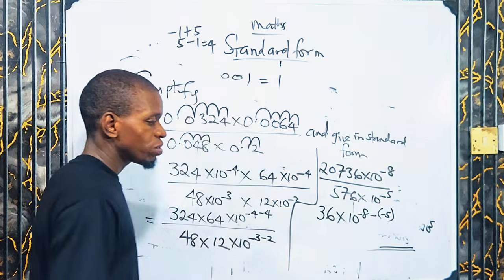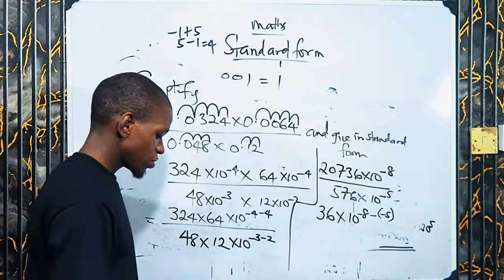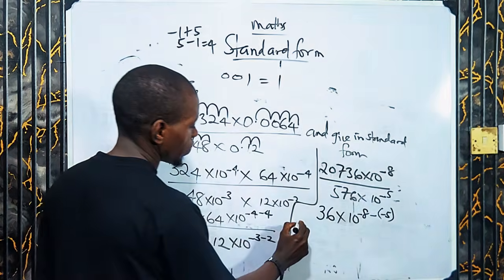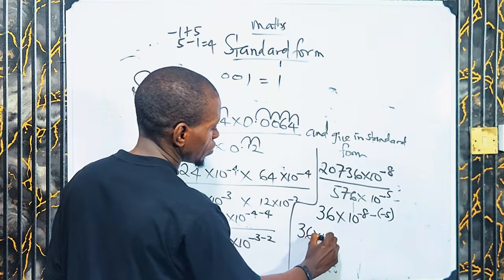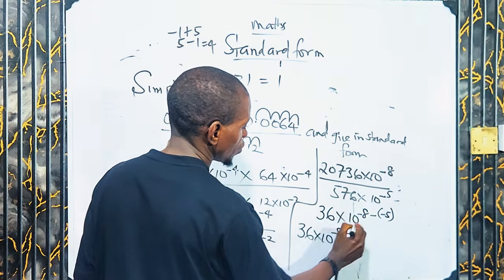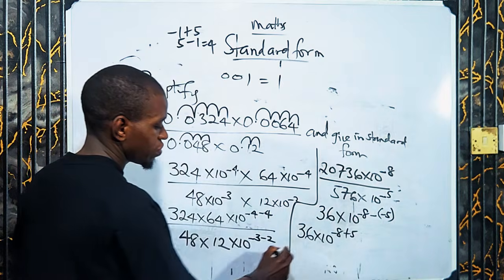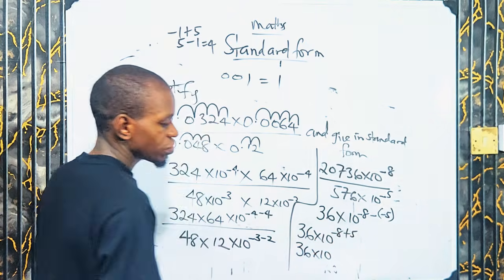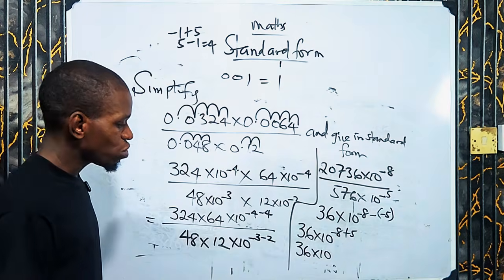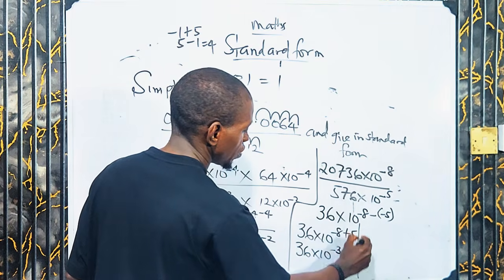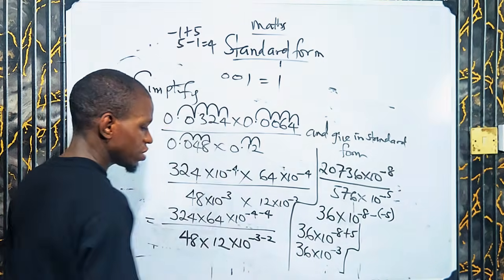And this is going to be what now? What is it going to be? Tell me exactly what it's going to be. It's going to be what now? 36. I'm going to have it as 36 times 10 to the power what? Minus 8. Minus is going to give me plus. So I have it as plus. So I can now say 36 times 10 to the power minus 8 plus 3. Minus 8 plus 3 is going to give me negative 3, sorry. Let's call it negative 3.